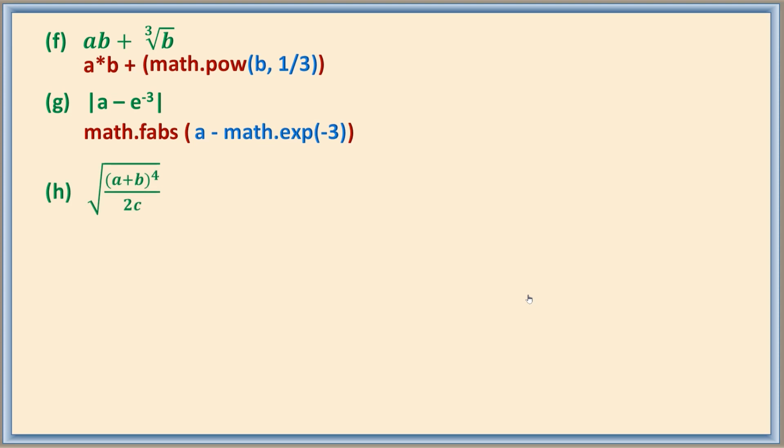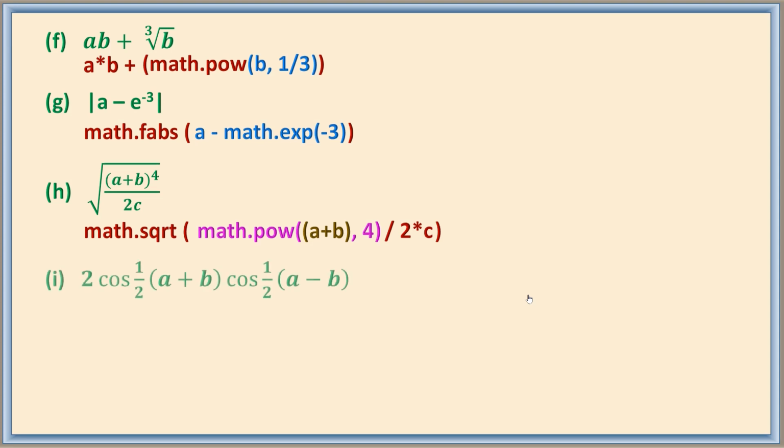Next we have the whole square root of a plus b the whole power 4 divided by 2c. So first we can have math.sqrt of the remaining math expression. That means math.pow of a plus b comma 4 and then this is divided by 2 into c.